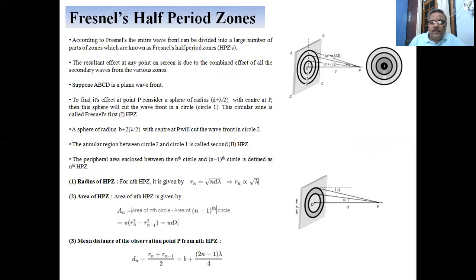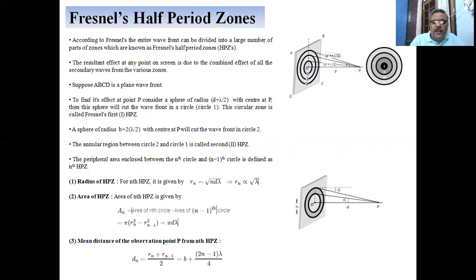coming from various zones. Now we suppose ABCD is a plane wavefront, and we want to find its effect at a point P. We consider a sphere of radius d plus lambda by 2 with center at P. Then this sphere will cut the wavefront in the form of a circle and the circular cone called the Fresnel first half period zone. So this is the first circle, we call it the first half period zone.